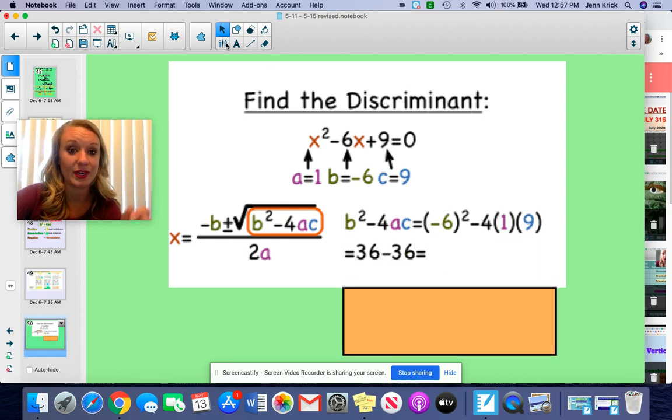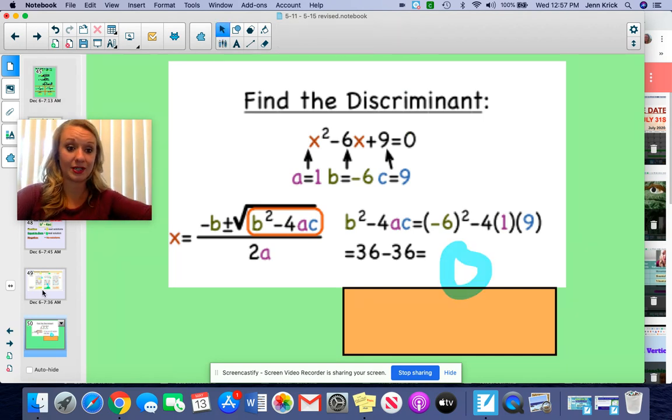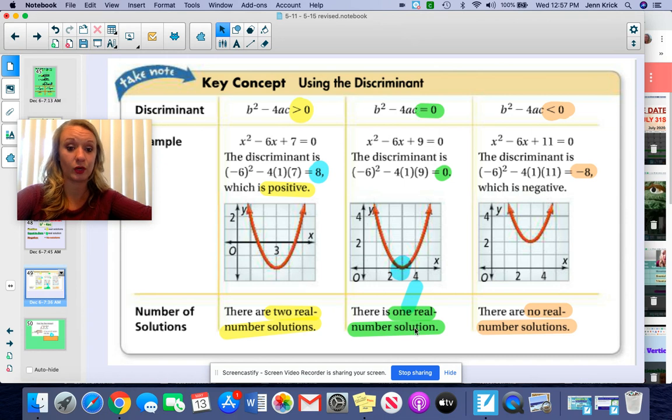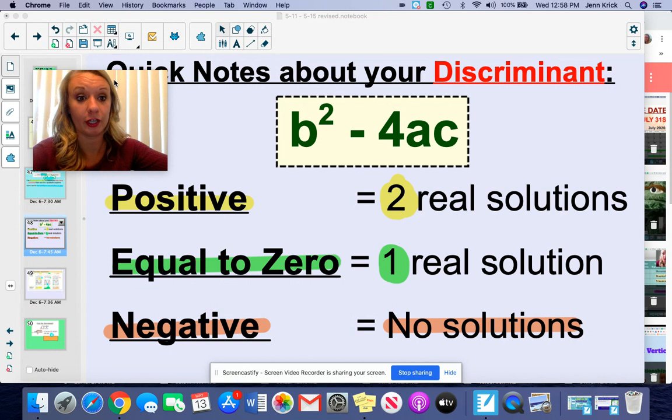Because that gives you an answer of 0, how many solutions do you have? Well, I know that if my discriminant is equal to 0, I have one real solution. If my discriminant turned out to be like 100, I'd have two real solutions. If it was like negative 100, it would be no solutions.